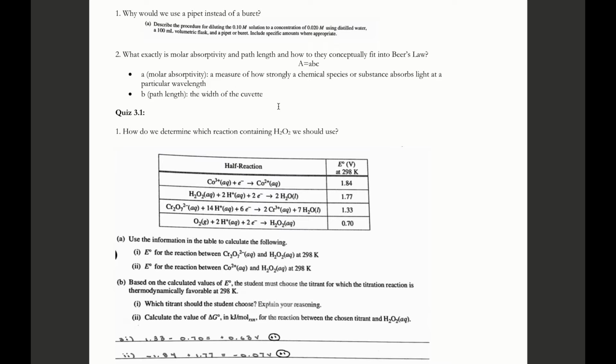Your path length is just the width of your cuvette. So the wider your cuvette, the larger your path length is. Your molar absorptivity is something you really can't change. So there were questions on quizzes and tests asking, if I double the path length, what would have to happen in order to keep my absorbance the same? And a lot of people said to double your molar absorptivity.